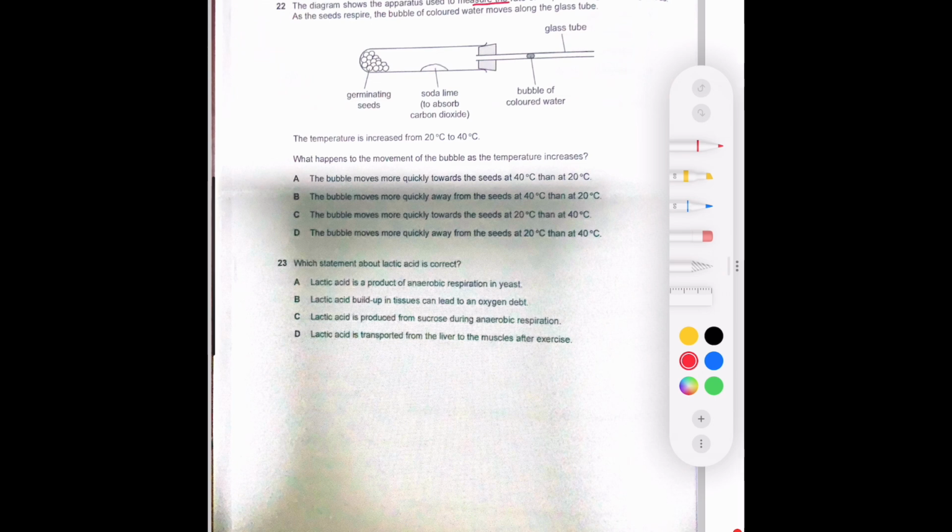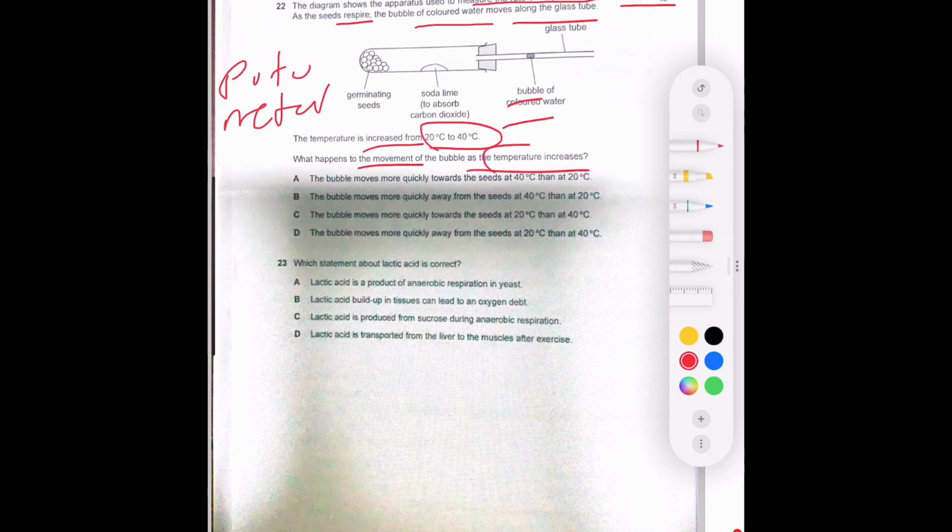The diagram shows the apparatus used to measure transpiration. When we look at this diagram, we can know that this is the potometer, and the temperature is increased from 20 to 40. What happens to the movement of the bubbles as the temperature increases? Well, as the temperature increases, the transpiration rate also increases. And if the transpiration rate increases, the rate at which the bubble is pulled up would also increase. So in other words, it would move more quickly towards the shoots at 40 than at 20. And therefore, the reasonable answer here would be A.